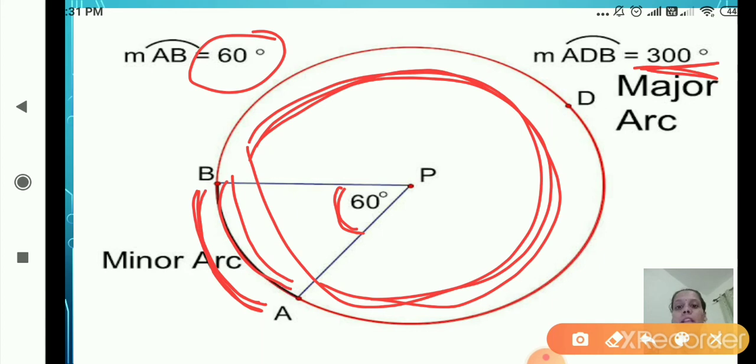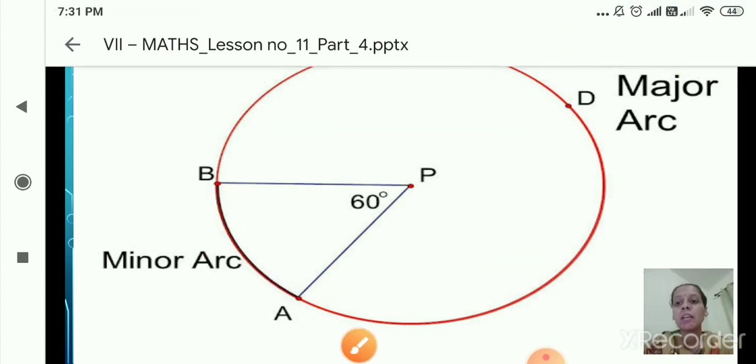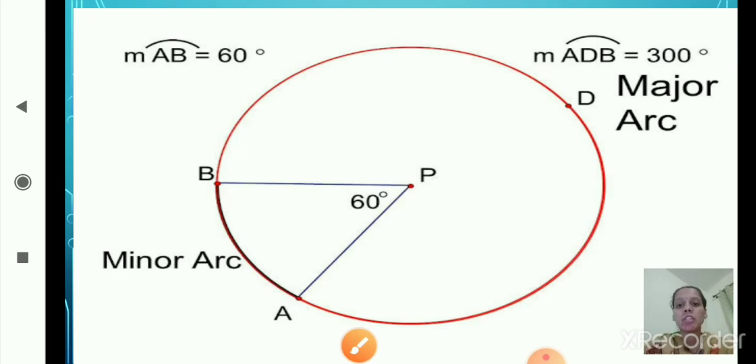I hope you are clear till here. So today we have completed the arcs of the circle. We have seen major arc, minor arc, and semicircular arc. Then we have seen the sums based on this. So that's all for today.